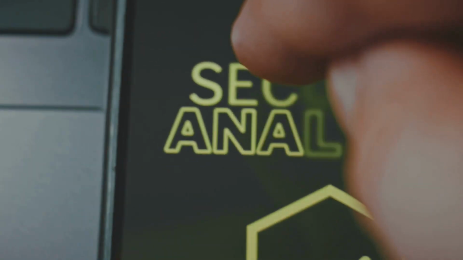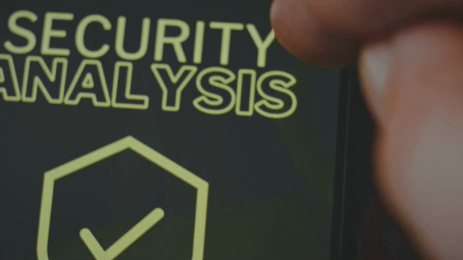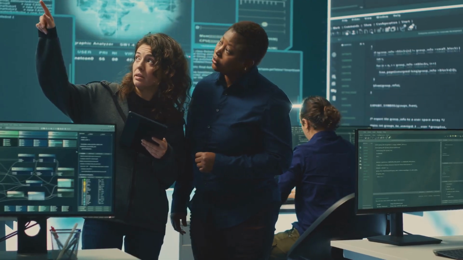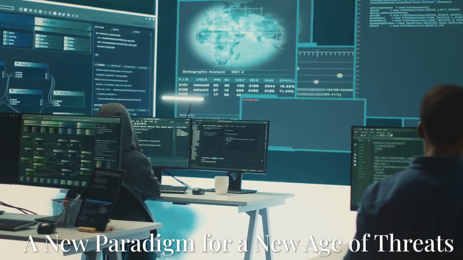By compromising a trusted vendor, attackers gained access to a vast network of systems without ever having to breach a single firewall. This incident served as a wake-up call for the cybersecurity industry, highlighting the urgent need for a new approach.